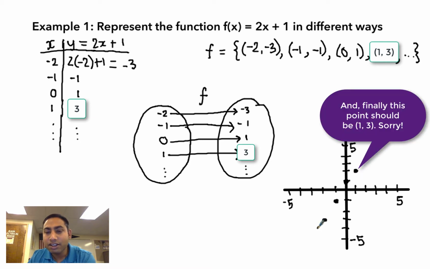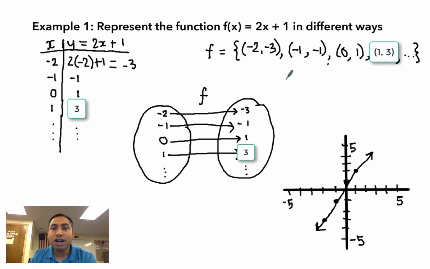Alright, and then join these points with a straight line, and that is going to be the graphical representation of this function. So you've got 1, one representation as an explicit formula or an equation that's given to us, 2, the table of x and y values, 3, the set of ordered pairs, 4, as a mapping, and then 5, as a graph. Okay, let me show you one more example.